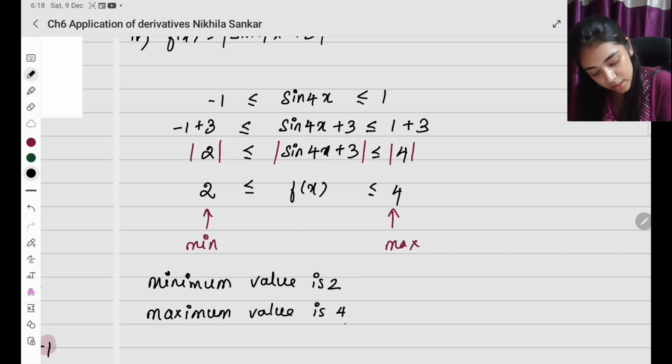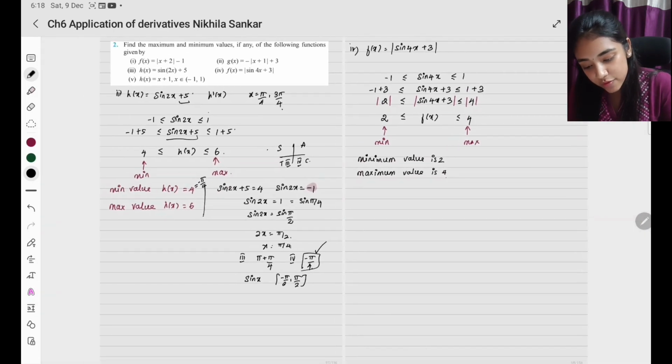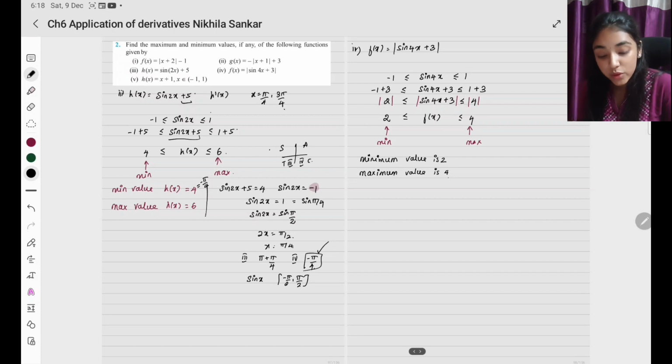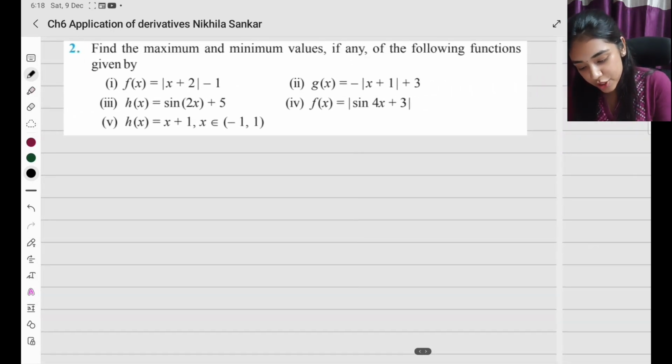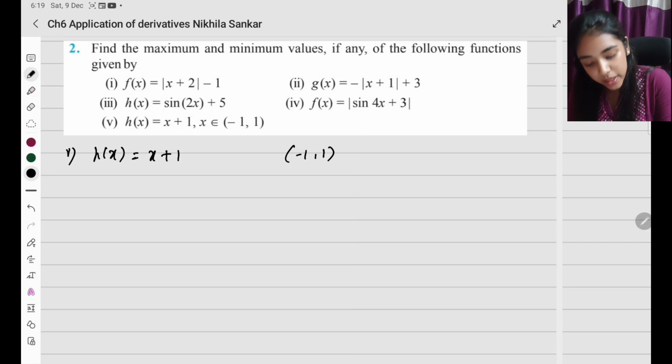Okay, understood? So they have only asked for minimum and maximum values. They did not ask for the x value; if they ask, you have to solve in this method. Okay, usually they don't ask, so don't worry. If they ask, do it like this. Okay, now fifth subsection, I have h of x equals x plus 1, but it is given that the value of x is between minus 1 and 1.